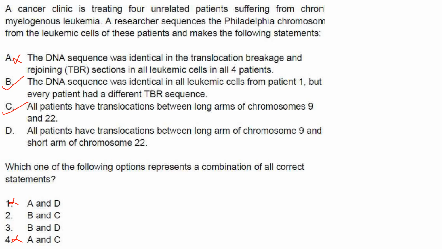All patients have translocation between long arm of chromosome 9 and short arm of chromosome 22. That is also not correct. So wherever D comes, that is wrong. So third option is wrong. Your right answer is B and C. Answer is option 2.